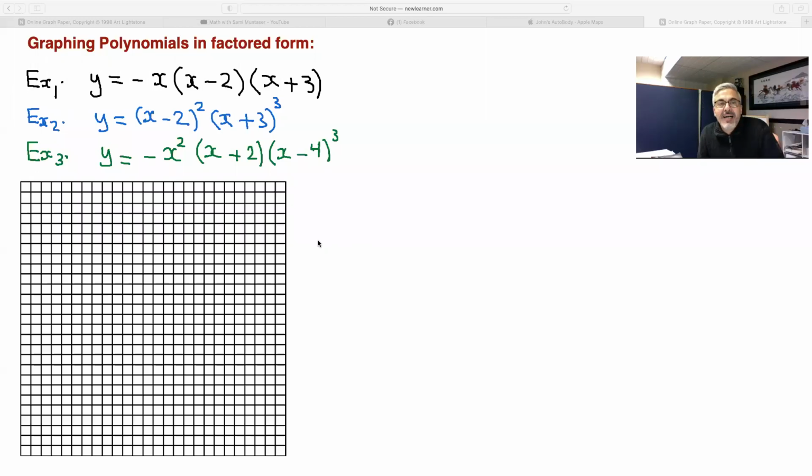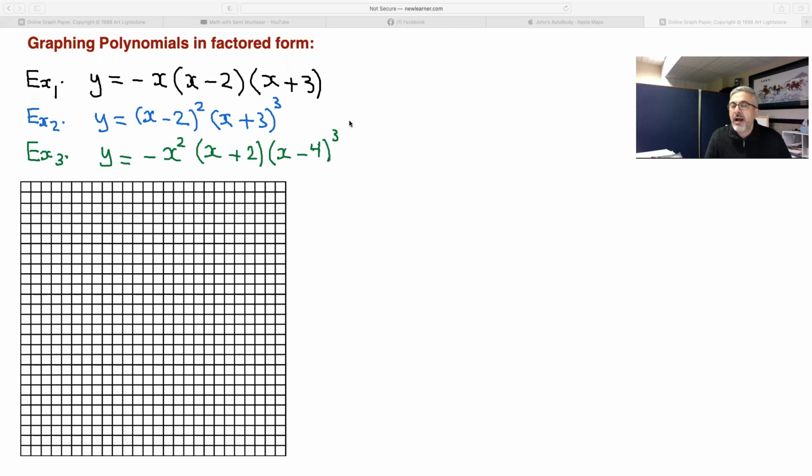Hi again. In this lesson, I'm going to graph polynomial functions, and we're going to graph from factored form. There'll be a different lesson where it's not factored, and we'll use the remainder theorem and synthetic division and all of that to put it in factored form so we can graph it or find the zeros and so on.